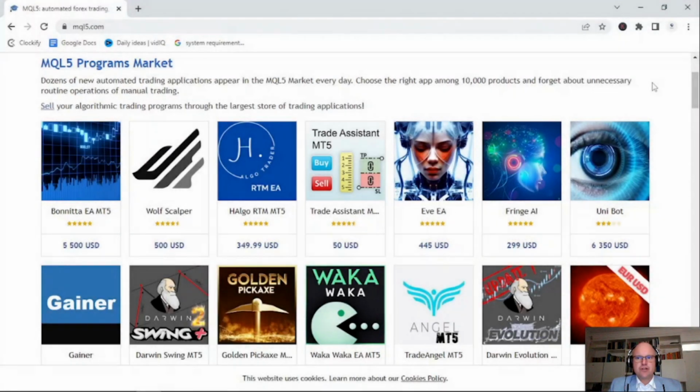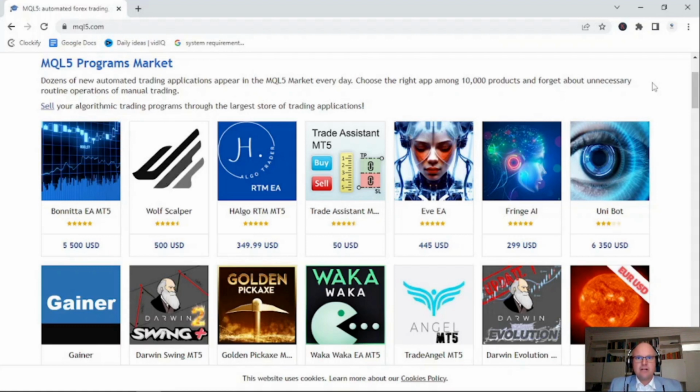Today we'll be featuring Uni Bot from the MQL5 program's marketplace. The bots that you see displayed on the marketplace front page are typically those that perform well and have had a lot of reviews, interactions, or purchases. However, it is important to do your research when selecting a trading bot.